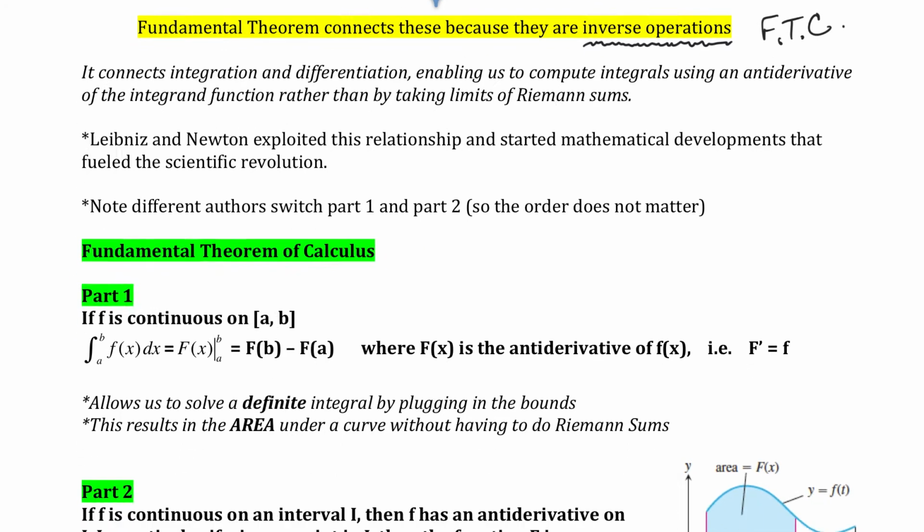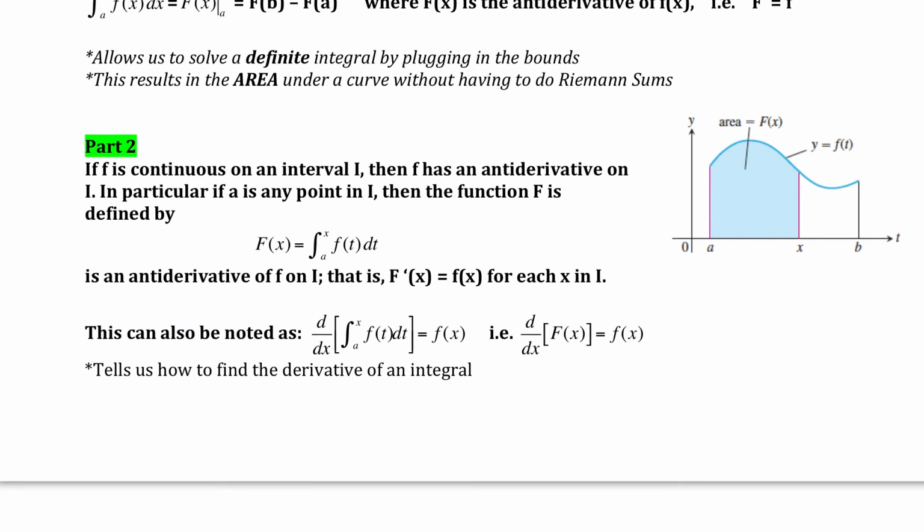All right, let's look at Part 2. Part 2 says, if f is continuous on an interval I, then f has an antiderivative on I. In particular, if a is any point in I, then the function capital F defined by capital F(x) equals the integral from a to x of f(t) dt is an antiderivative of f on I. That is, F prime of x equals f(x) for each x in I.